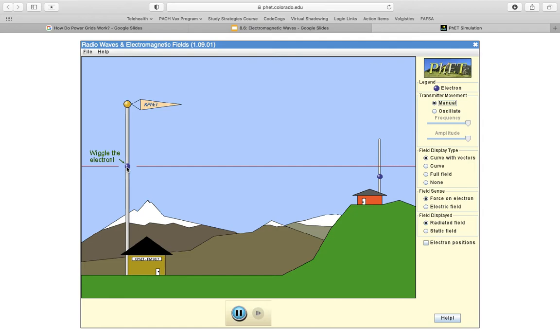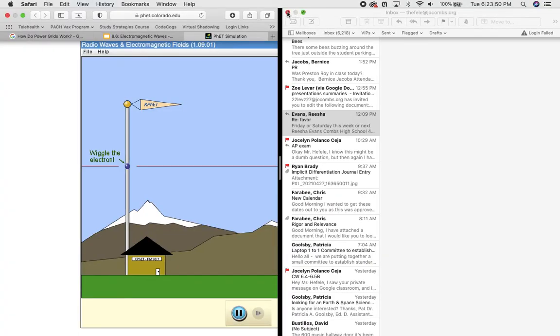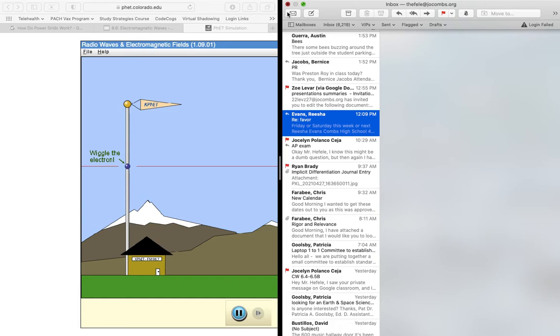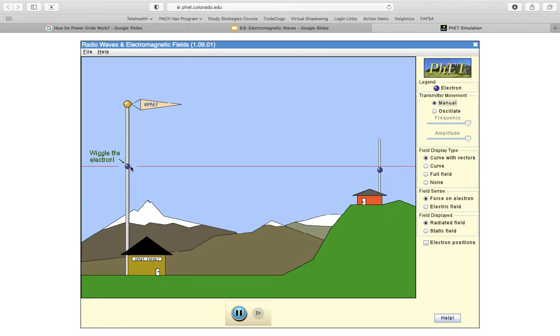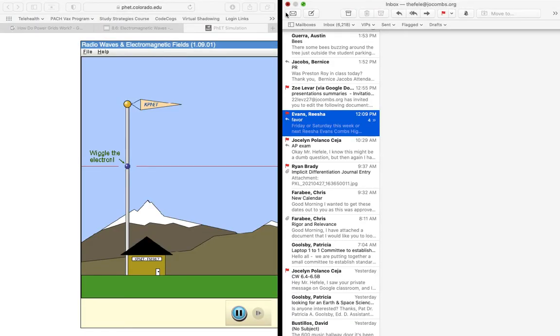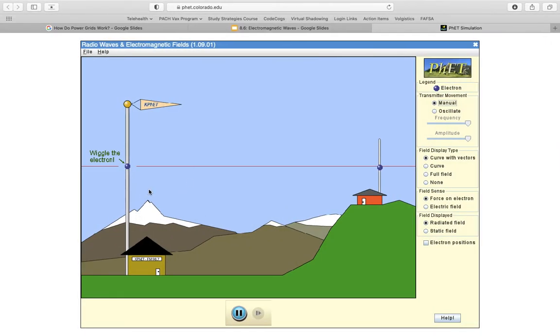The charge existing is not sufficient to produce electromagnetic waves. The charge moving is not sufficient to produce electromagnetic waves. The charge must be accelerating: speeding up, slowing down, or changing direction.